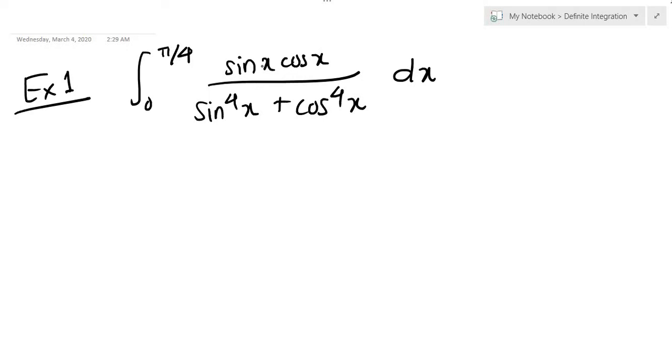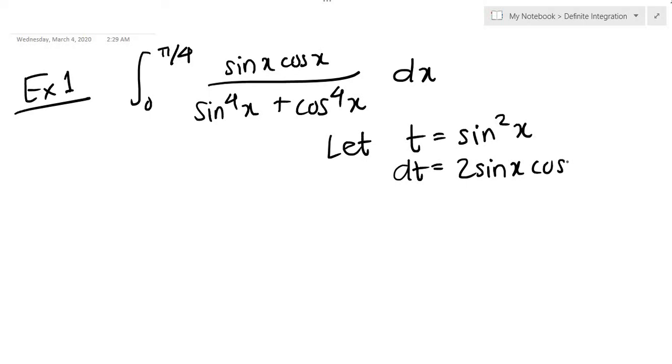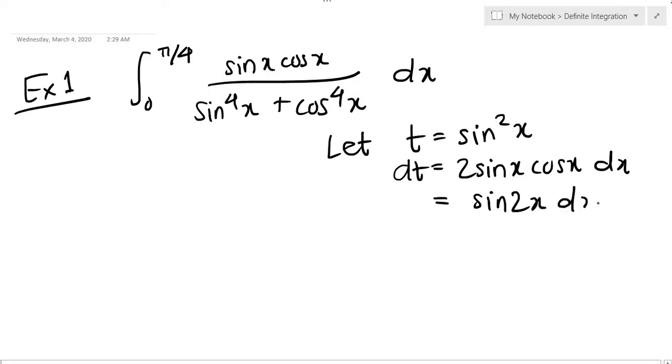So now you might notice that sine x into cos x is quite close to the derivative of sine squared x. So let t equal sine squared x, then dt will be 2 times sine of x cosine of x dx. You can also write this as sine of 2x dx.